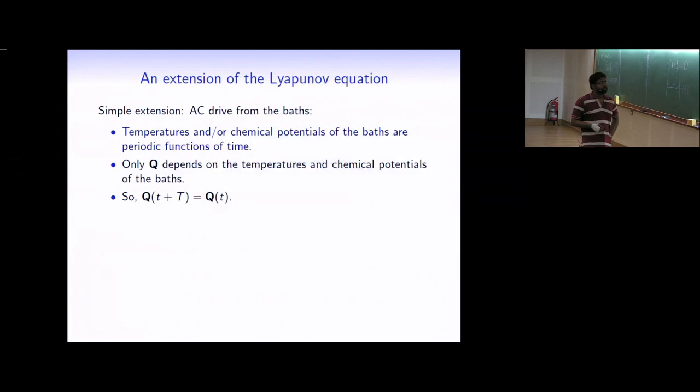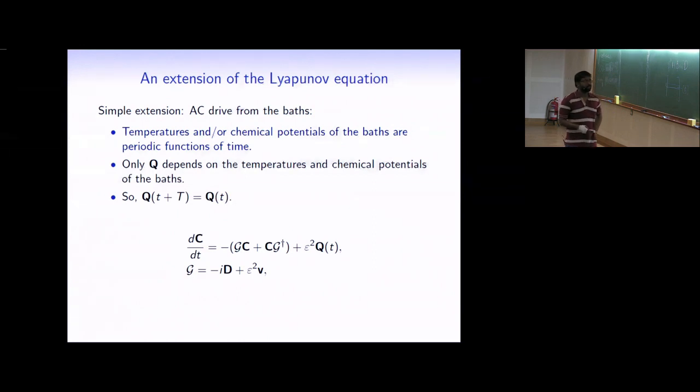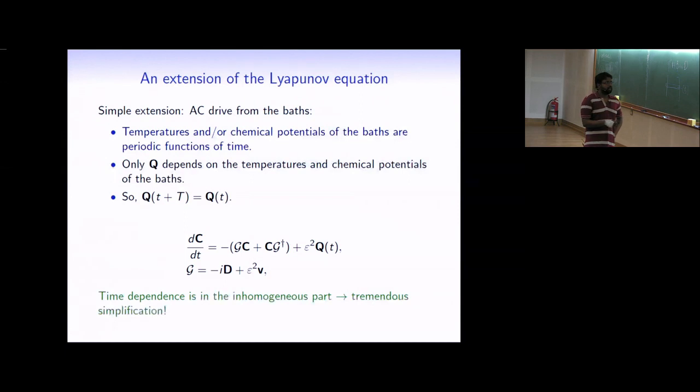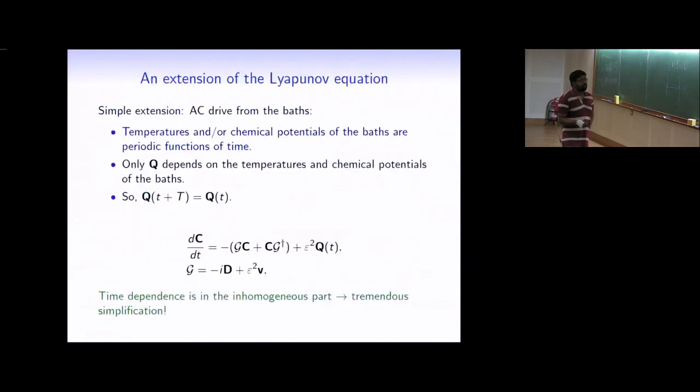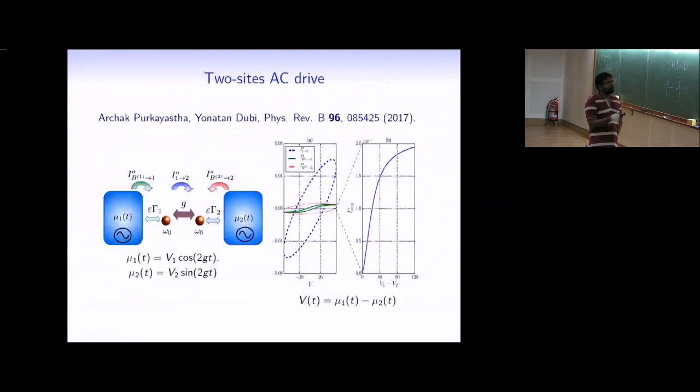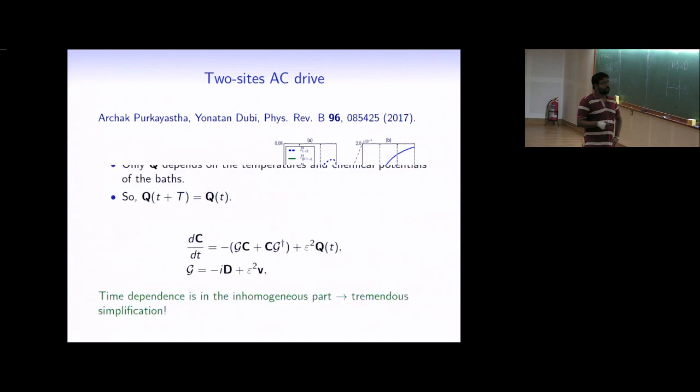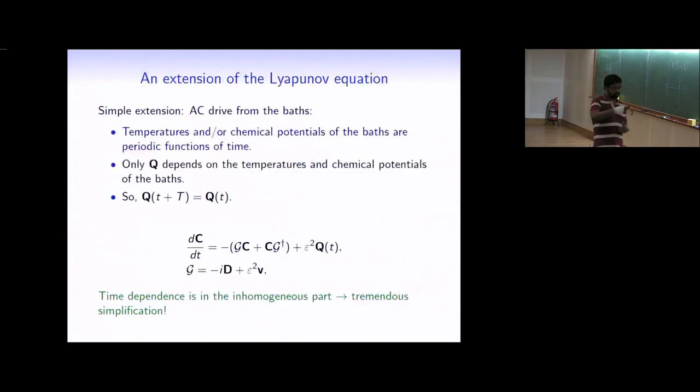So all you have is basically just Q being periodic in time. So you get an equation of this form where Q is sitting only in the inhomogeneous part of the equation. This is basically a tremendous simplification, because this becomes a really, really simple thing to solve. We have looked at that equation in detail in this paper, and you have to worry about where this is valid. We have worried about that, and there is a proper protocol in which this entire thing will be valid. You can arrive at such an equation by a proper way of driving the bath.